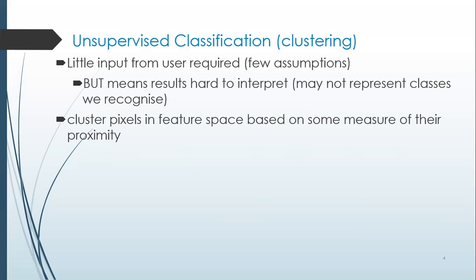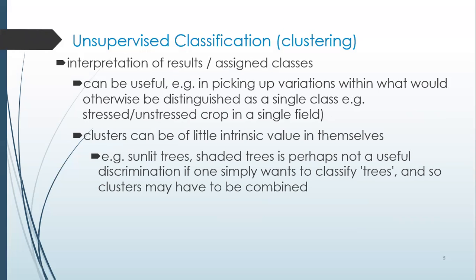See, I already said it is a principle that is clearly connected with statistics, mathematics, physics, and all those things. So that is a written definition. You have to go through it. Unsupervised classification, clustering, interpretation of results: assigned classes can be useful, for example, in picking up variations within what would otherwise be distinguished as a single class. Example, stressed and unstressed crop in a single field.